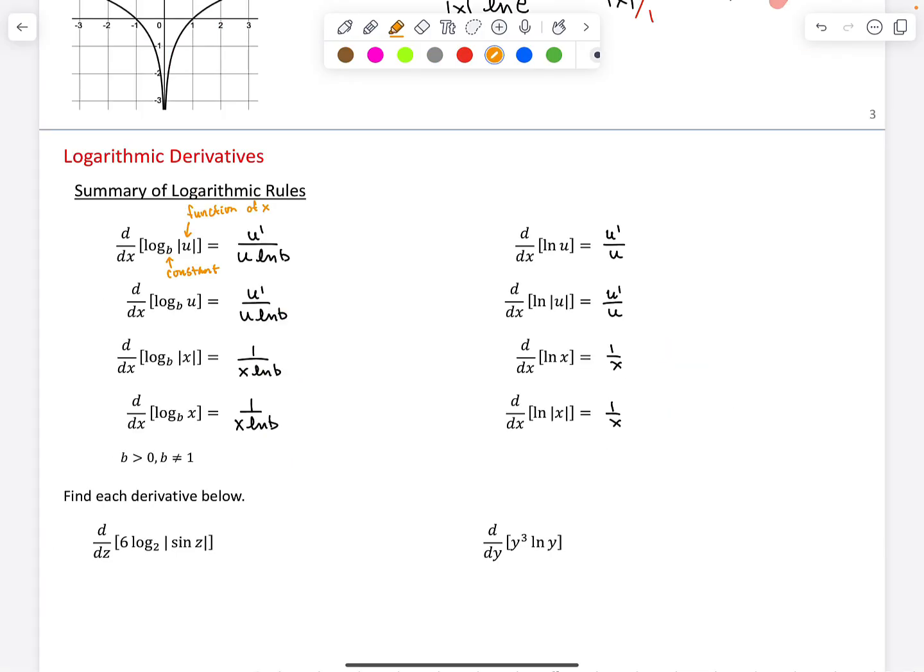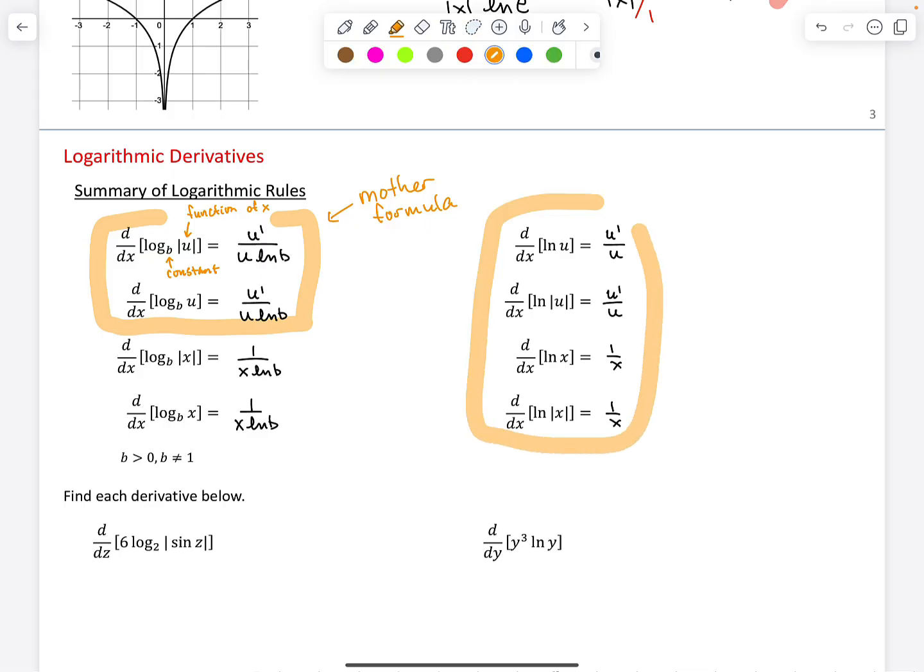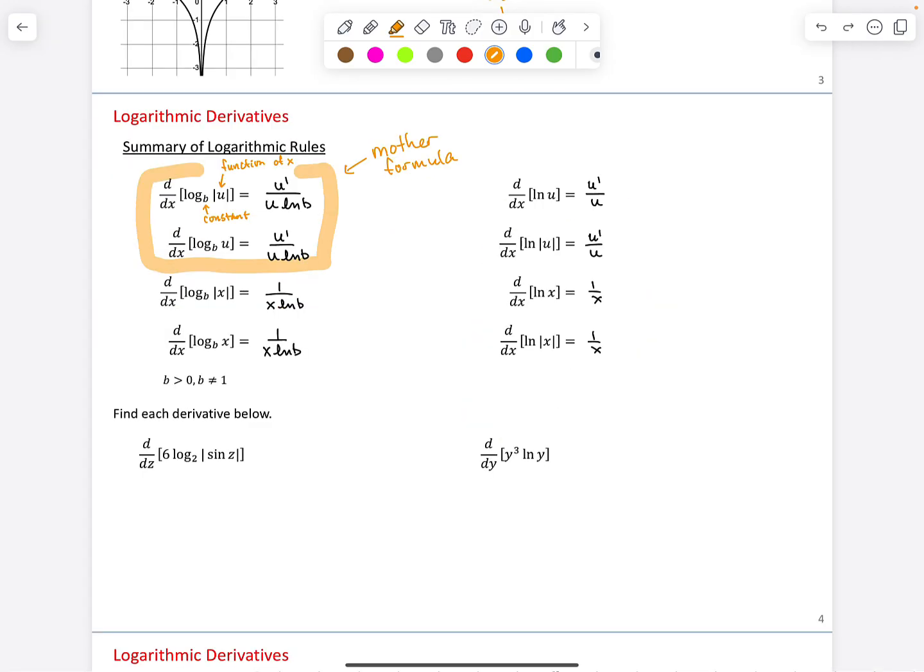And of all 8 of these formulas, the one that's most general, if you're going to memorize only one of them, I would choose to memorize these ones. They are the mother formula, and if you have them memorized, then you can easily reproduce the other 6. But frankly, the derivatives we'll use the most are these 4. Let's see some examples of these formulas.